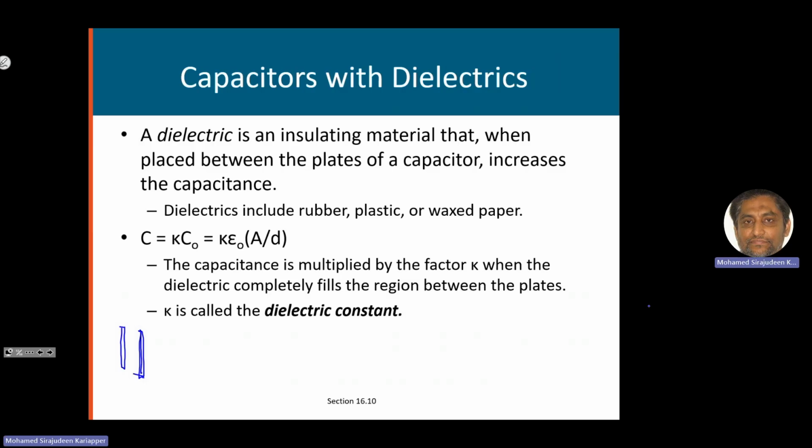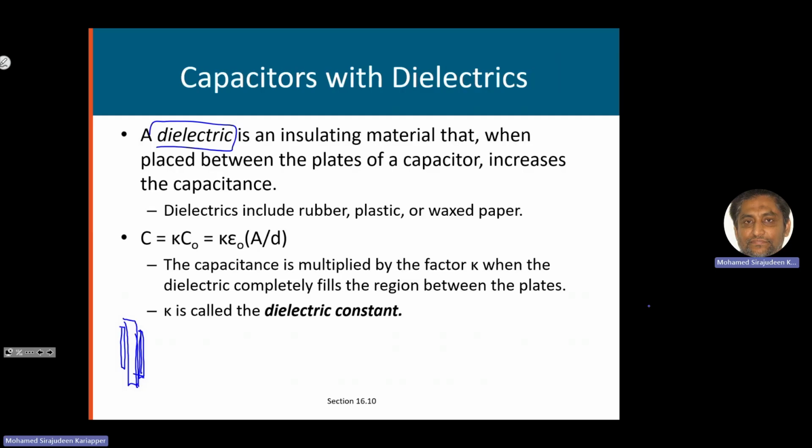We can anyway put an insulator between the gap. It doesn't have to be air. Rubber, plastic, they are also like air. They are insulators. So the current cannot flow through the gap. So we call that a dielectric. Okay, it's an insulator, but it has a special name when you place it between the capacitor plates.